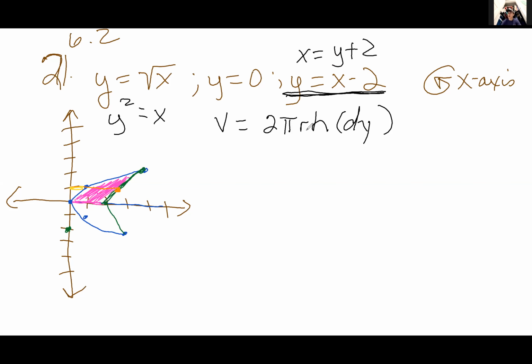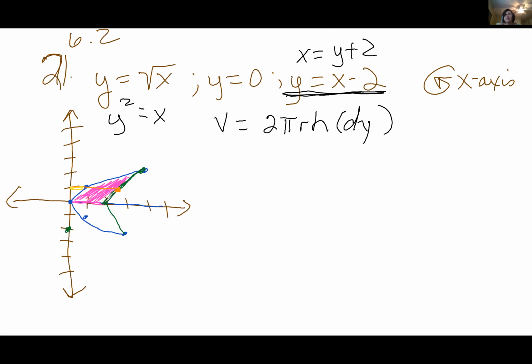You said just y, right? Excellent. It is just y. And there's no distance between our curve and what we're rotating around, what axis we are rotating from. You are correct.